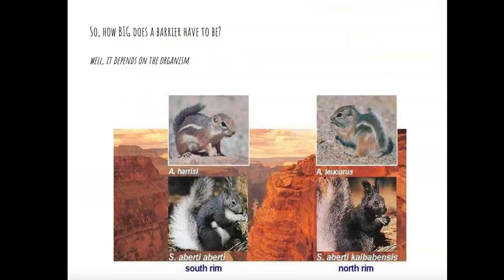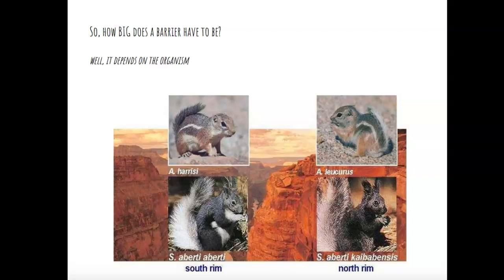So how big does a barrier have to be to allow allopatric speciation to occur? That's going to depend on the organism. So when we think about something like the Grand Canyon, an organism that can fly won't necessarily find the Grand Canyon to be much of a barrier. Something that is small and lives on the ground would find the Grand Canyon to be a barrier.